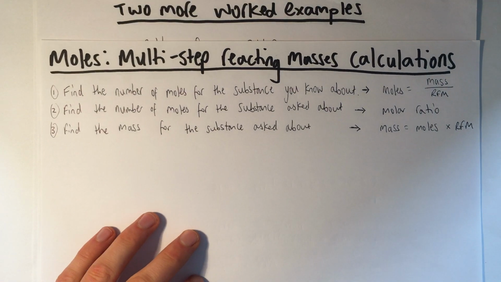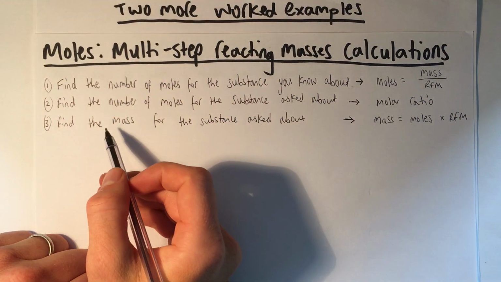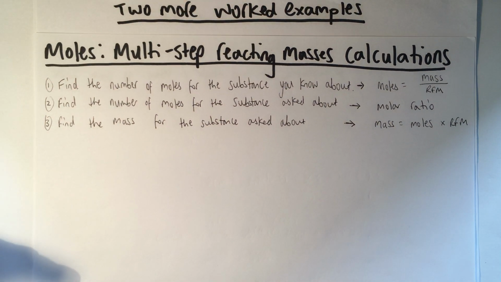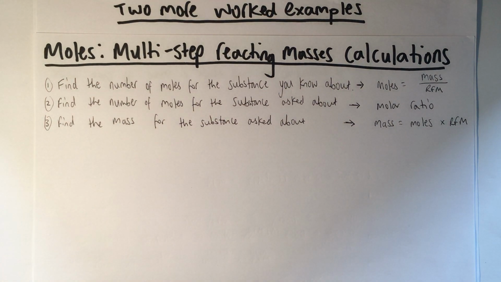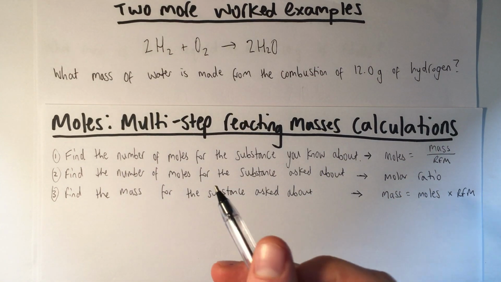I'm going to go through a couple more examples. I'm going to follow exactly the same three-step method, and it uses different equations here, so you get the idea of how to do it when you see a new question. So here's my first one.